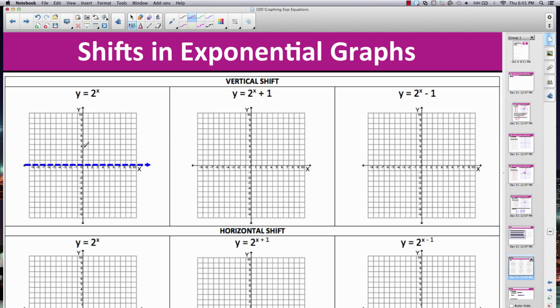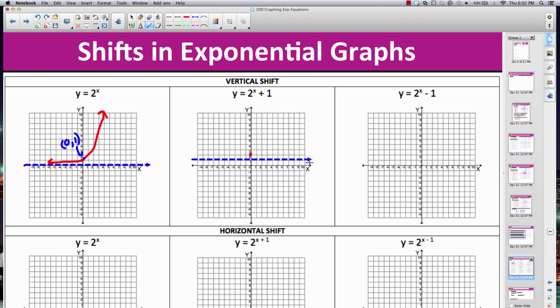So we know 2 to the x will go through the point 0, 1. And it's going to look something like this. Okay, again, this isn't completely accurate. We're just doing a rough sketch. Well, the graph y equals 2 to the x plus 1, well, that's going to shift everything up 1 unit. So here is that special point, that point 0, 1. Well, now that new point is going to be at 0, 2.